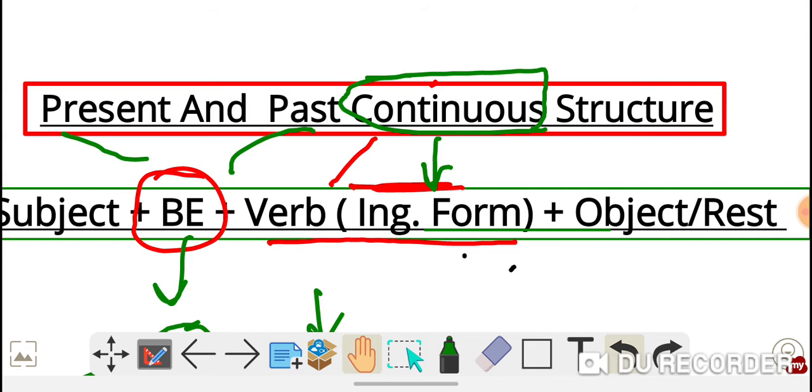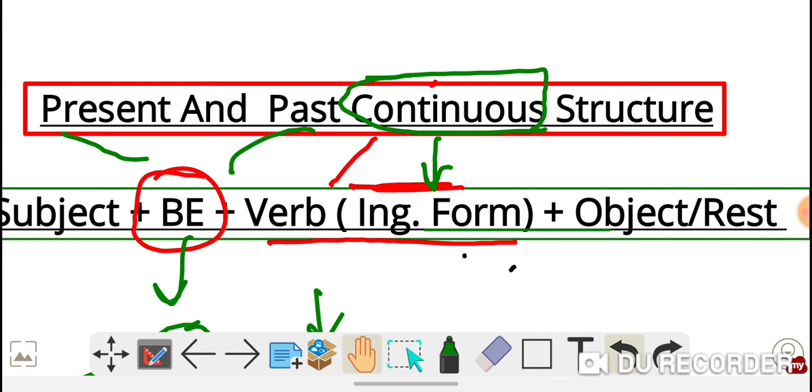Continuous tense means some action is occurring. How is it indicated? It is indicated by the ing form of a verb. So what is the ing form of write? Just add ing to the base form of the verb: write plus ing, writing; eat plus ing, eating; talk plus ing, talking.